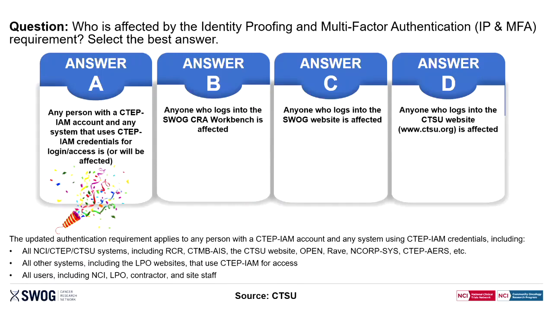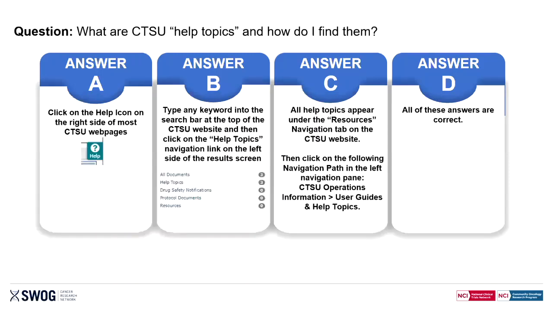Excellent work. The updated authentication requirement applies to any person with a CTEP IAM account and any system using CTEP IAM credentials, including all NCI CTEP CTSU systems, including RCR, CTMB AIS, the CTSU website, Open, Rave, Encore, SIS, STEP, CTEP AIRS, etc. All other systems, including the LPO websites that use CTEP IAM for access, and all users, including NCI, LPO, contractor, and site staff. Nice work.